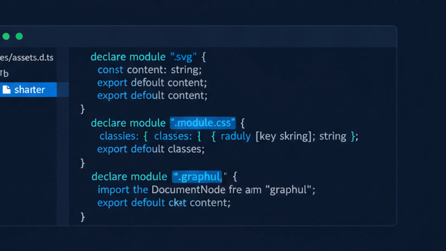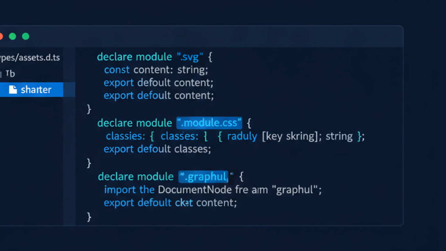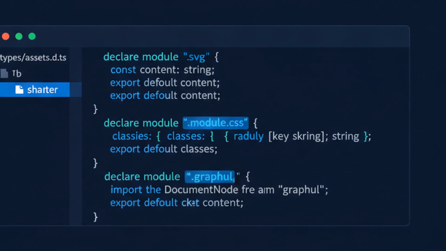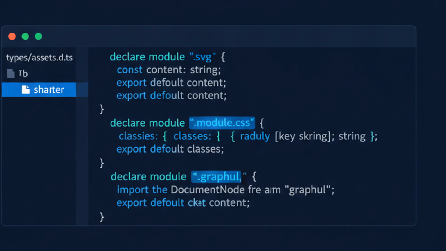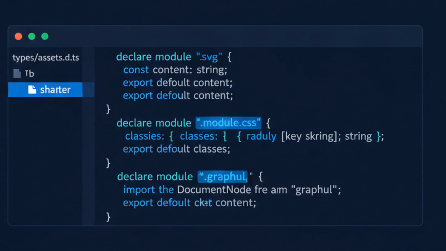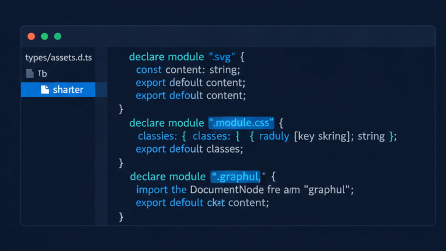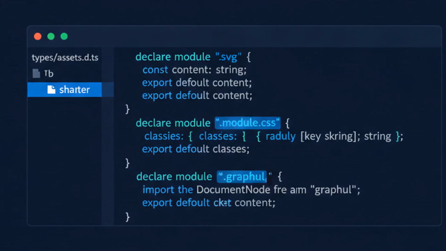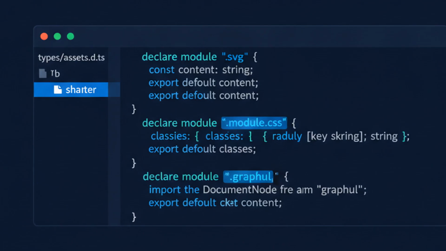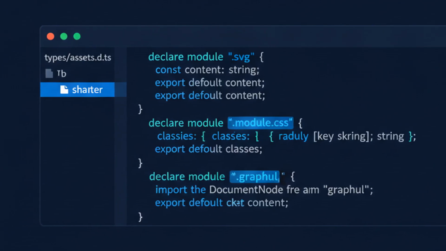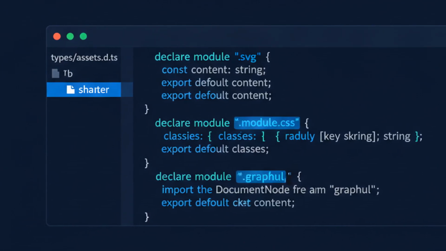We declare wildcard modules using a star pattern. Here we tell the compiler that any import ending in .svg is a string URL, and any .module.css gives a record of class names. This single file removes a whole category of import errors in modern front-end projects.